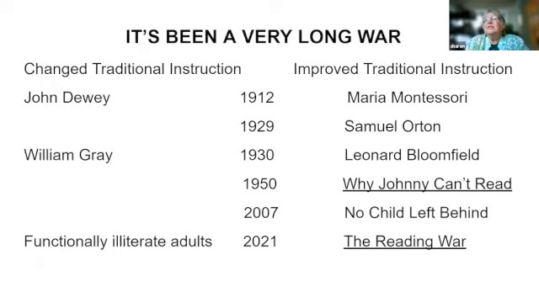The traditional instruction was changed. Okay, John Dewey, William Gray are our biggest promoters on that. And we end up with functionally illiterate adults. Now, maybe we should have had something else, and it could have been improved. You know, we could have used the Montessori method.